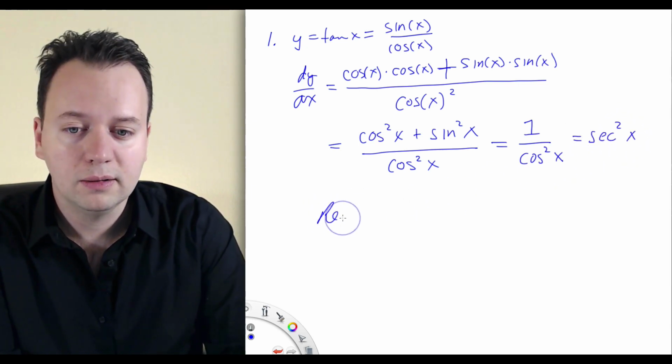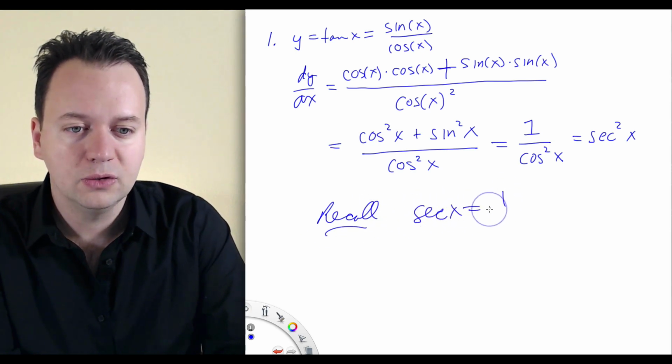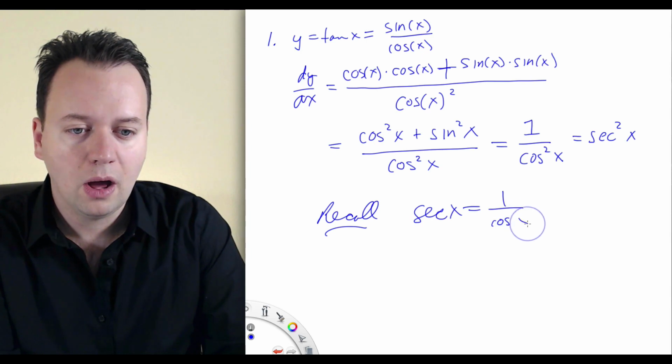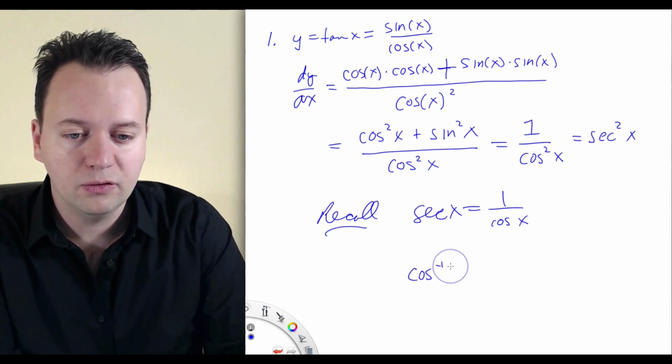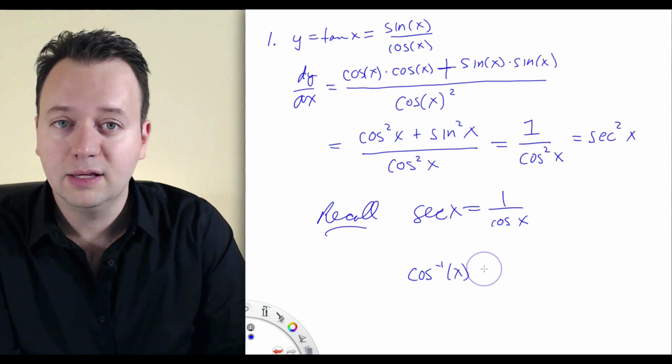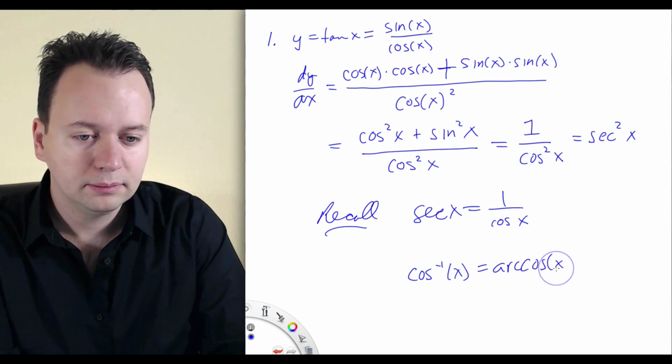So recall, secant of x is 1 divided by cosine of x. This is not equal to cosine negative 1 of x. This is the arc cosine of x.